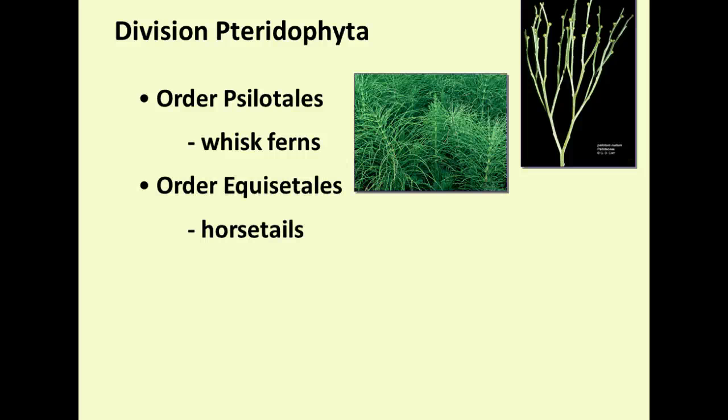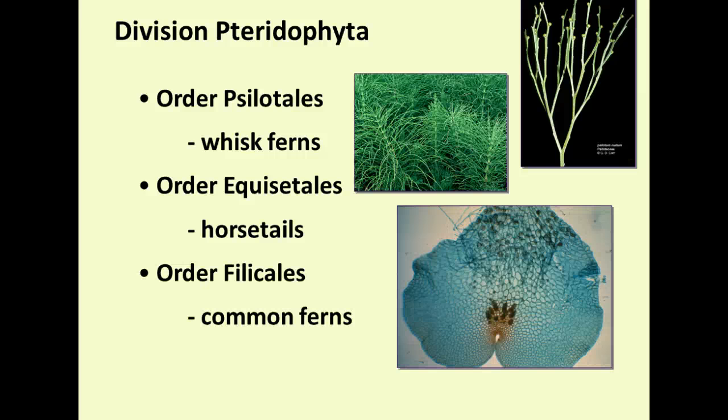The Equisetum, or order Equisetales, these are horsetails. You guys may have seen these around ponds and places. They're going to have a very distinct strobilus coming out the top. And then Filicales, the common fern.